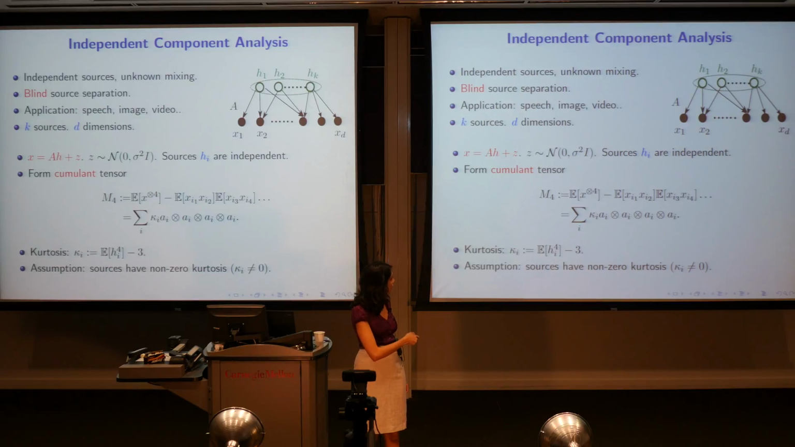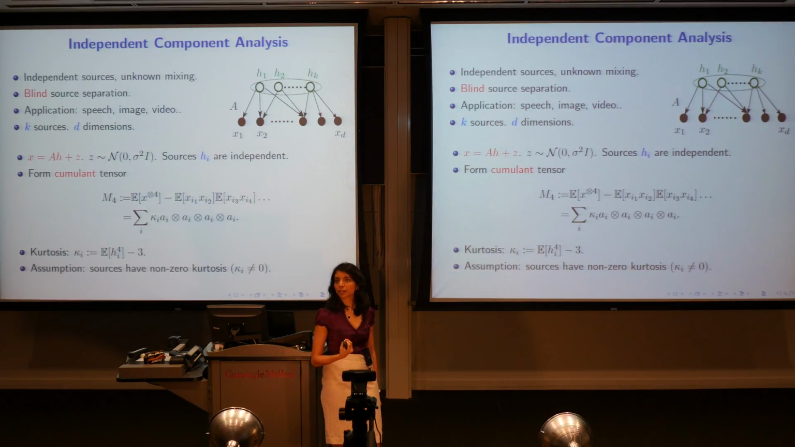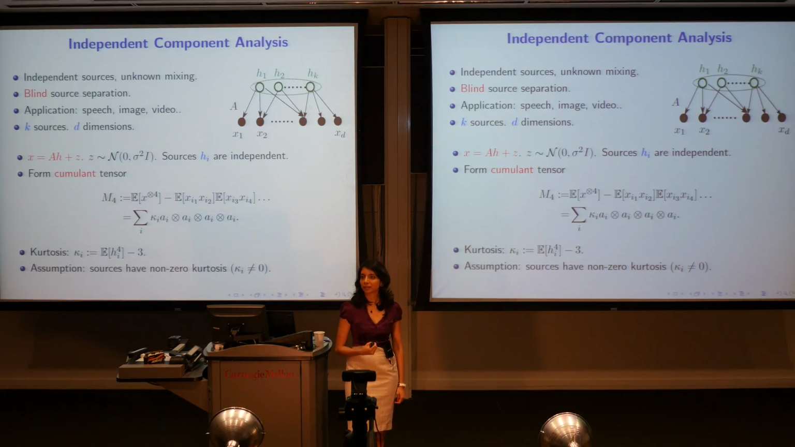So is that clear? For all these models, what we are seeing is that we can obtain moments which are multilinear forms of a set of unknown vectors. There are k vectors, a1 through ak, and I have multilinear forms of them. And that's why we see that they all reduce to the tensor decomposition problem that I introduced in the previous class.